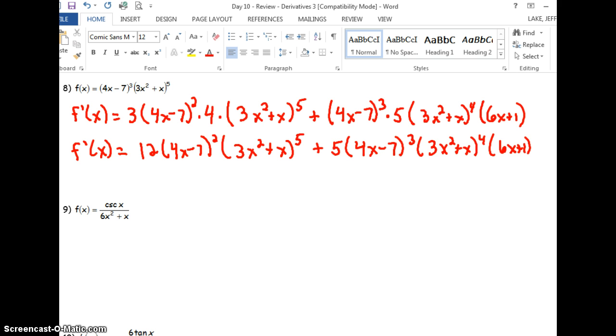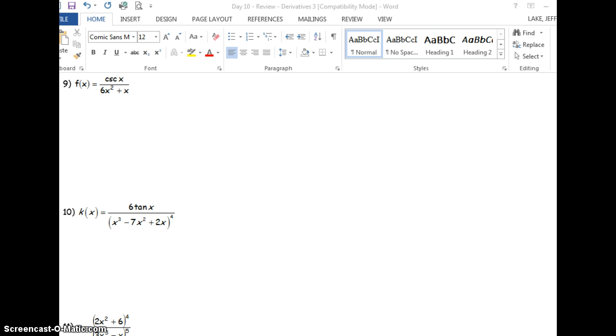All right, the next one, number 9. So in number 9 here, we are going to have quotient rule. We have something on top and the bottom, so we'll go through and solve this using quotient rule.